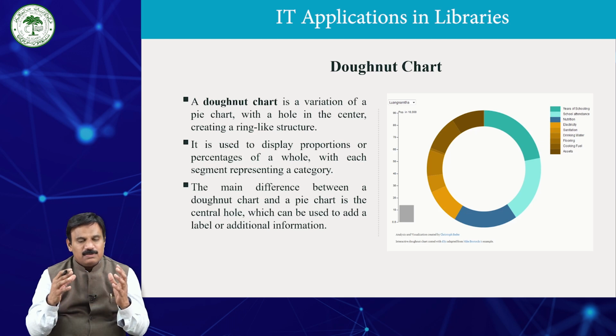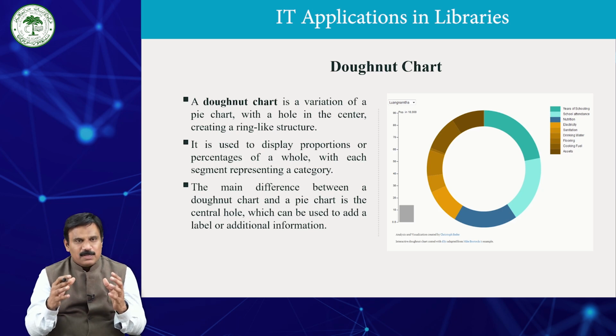Another interesting technique is the donut chart. A donut chart is a variation of a pie chart with a hole in the center, creating a ring-like structure. It is used to display proportions or percentages of a whole, with each segment representing a category. The main difference between a donut chart and the pie chart is the central hole, which can be used to add a label or additional information.